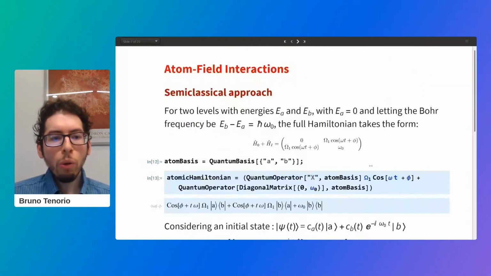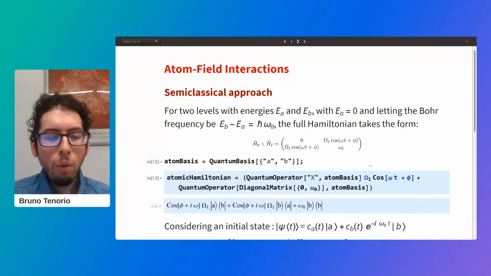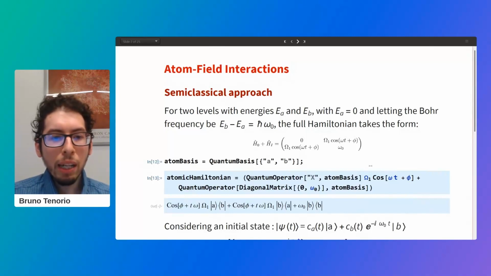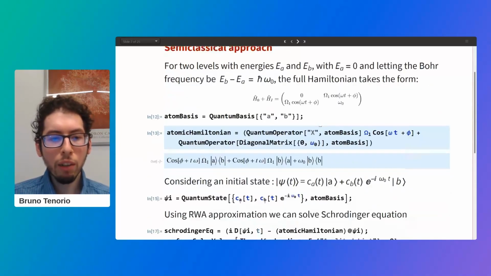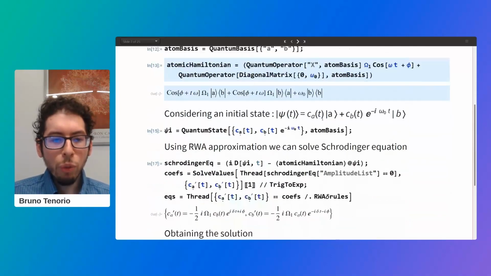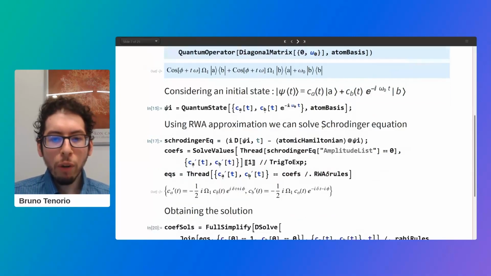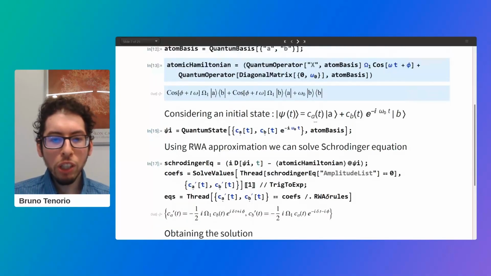Now let's talk about atom field interactions. We will briefly start with the semi-classical approach, considering two levels with energies EA and EB, such that EA equals 0, and we let the Bohr frequency equal EB, the difference of energies divided by h bar. The full Hamiltonian takes this form that is time-dependent. We can define the atom basis, the Hamiltonian, and we consider an initial state that is general. We consider these time-dependent coefficients.